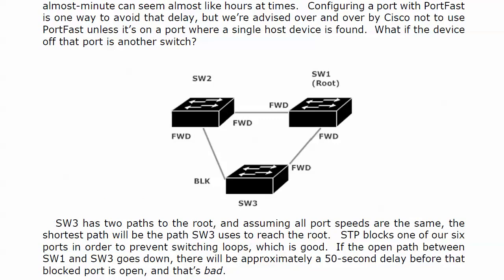Switch 3 has two paths to the root, and assuming all port speeds are the same, the shortest path would be the one that S3 uses to reach the root, which would be the shortest physical path, that being out the forwarding port that goes directly to switch 1. Now, STP only needs to block one of our 6 ports in order to prevent switching loops. We saw that in an earlier walkthrough, we're seeing it here, and that's good. But if the open path between switch 1 and switch 3 goes down, there will be approximately a 50-second delay before that blocked port is open, and that's bad.